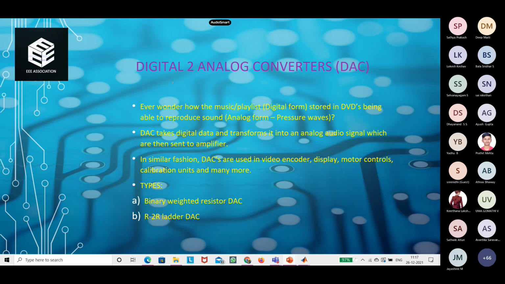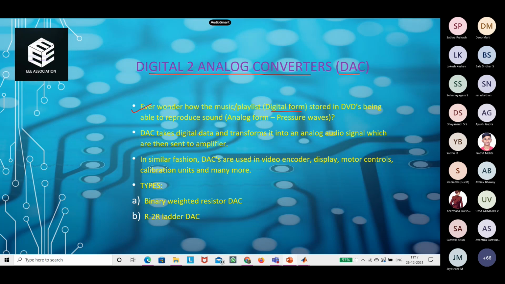So coming on to our project, that is the DAC. This is the example which I have given over here. Ever wonder how the music playlist in digital form is stored in DVDs, and is able to reproduce the sound, that is the analog form, from the digital form? That is where the DAC comes in.